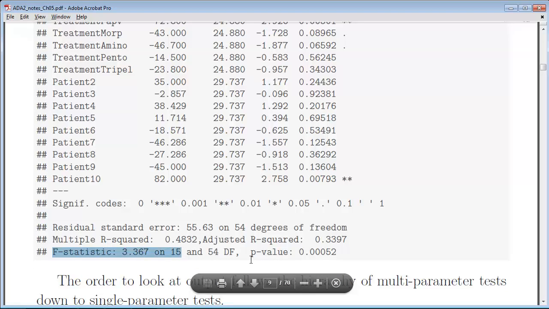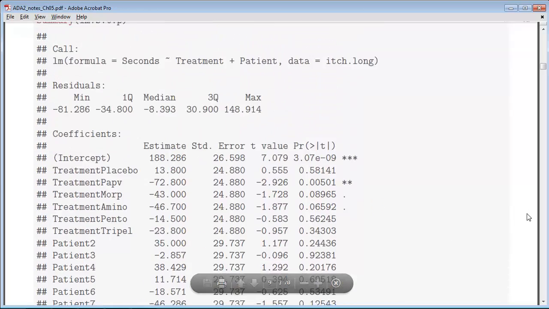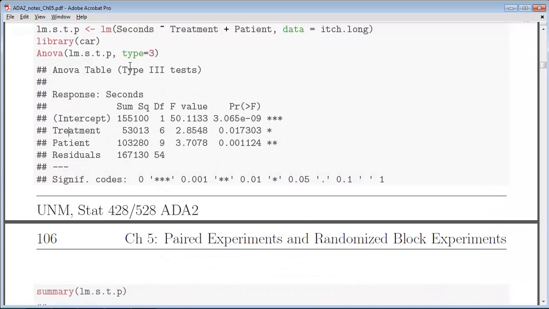This is on 15 degrees of freedom, and this says that jointly, patient and treatment seem to explain the length of itching better than only the grand mean. Great. So after looking at that, we would then jump up to the ANOVA table, step 2, and ask, is it treatment or is it patient or both that are important? In this case, we find that they are both important, conditional on the other being in the model.